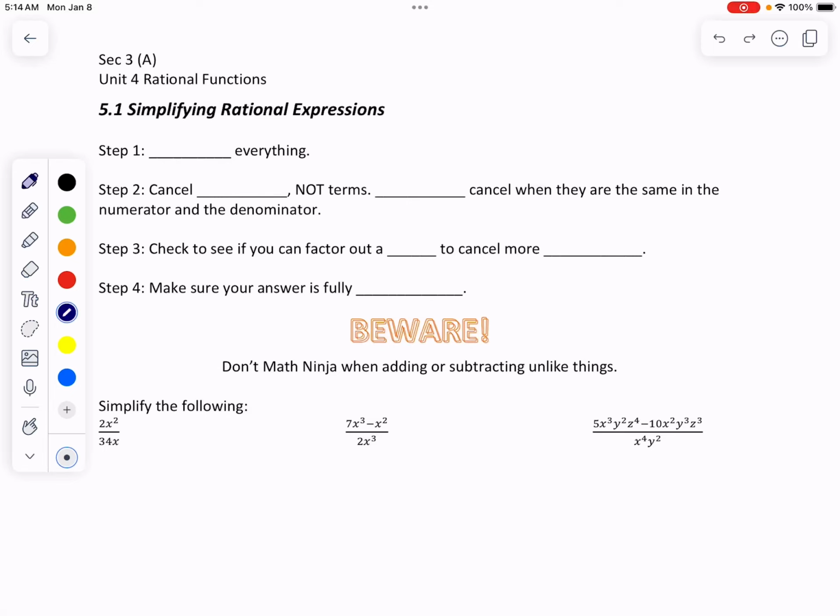Simplifying rational expressions. The first step is always to factor everything. Factoring helps us to identify what common factors there are in the fraction on the top and bottom, and then we can cancel factors that are the same. Not terms. When you're adding and subtracting, unless you're adding and subtracting the exact same thing on the top and bottom, you can't cross things off. So beware of that. Don't cross off terms, only cross off factors.